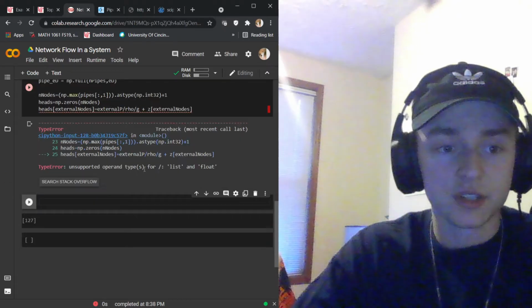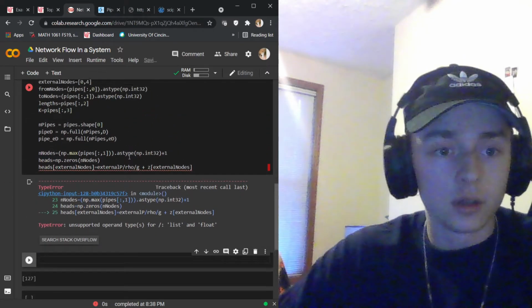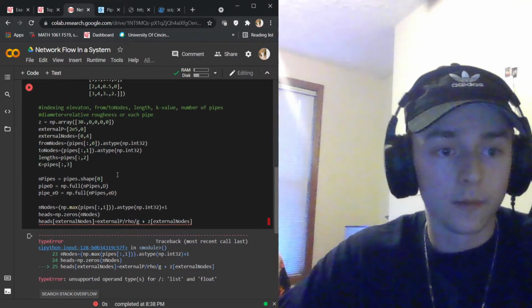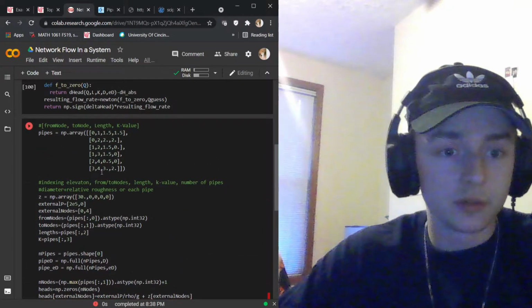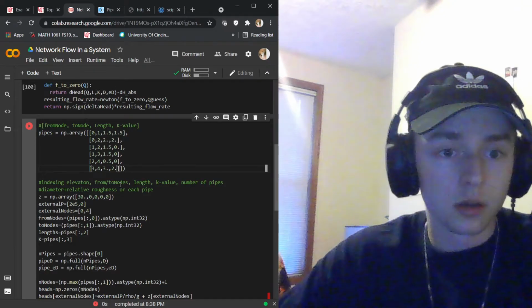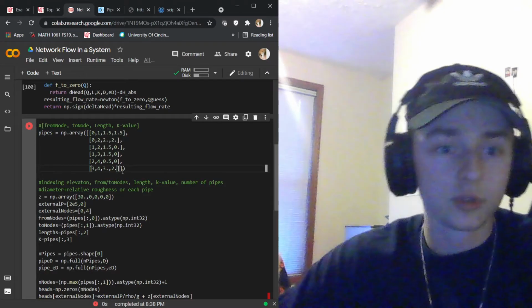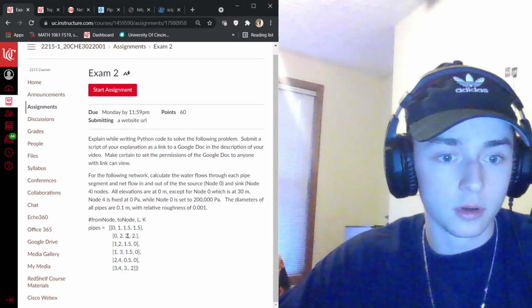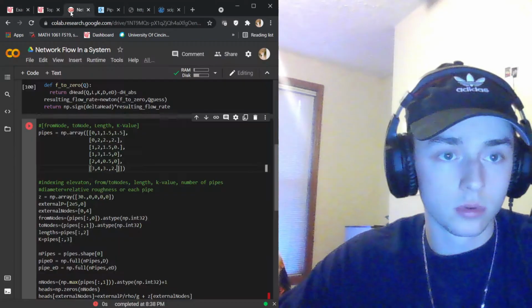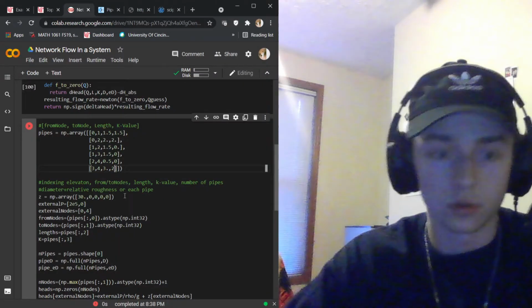nodes. And this is giving me an unsupported type error for list and float. Did I add an extra decimal somewhere? Or am I missing one? Sorry, these are just the parameters. Okay, that one doesn't need one.